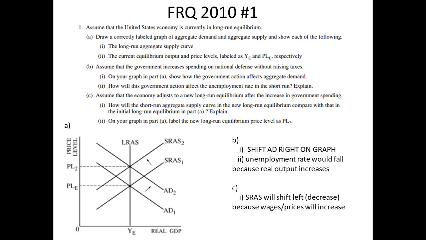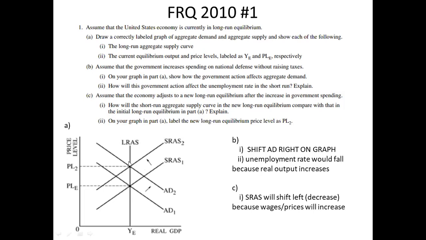Prices are going to go up. Wages are going to go up. Why do wages go up? Well, if we have a low unemployment rate, that means it's harder for businesses to find workers. There's less workers available. How do you get more workers to come work for you? You raise the wage.